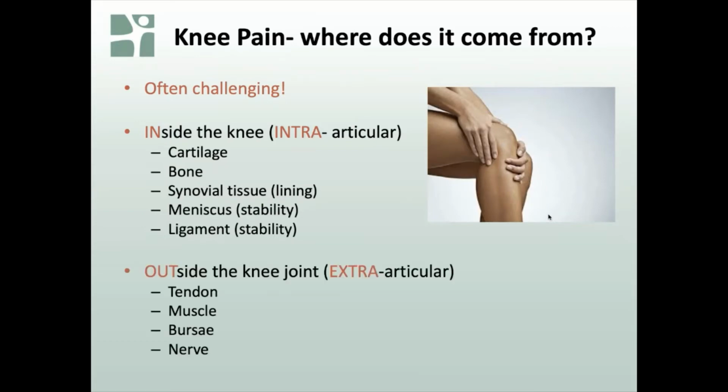Now, outside the knee are many structures which can cause pain that we localize to the knee area, but are actually outside of the knee joint itself. So these are outside of the knee joint, they are extra-articular, and these are tendons, muscles, bursa, which are essentially small fluid-filled sacs, which are normally occurring in the body, and even nerves.